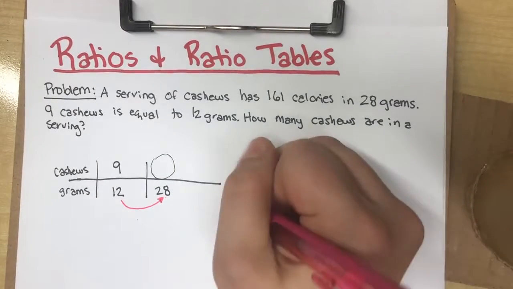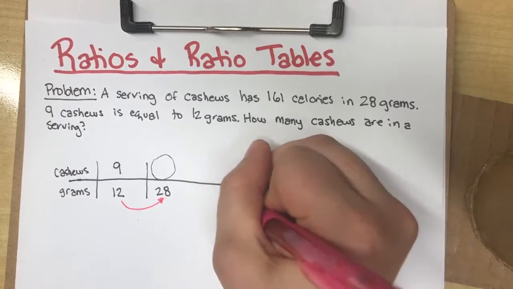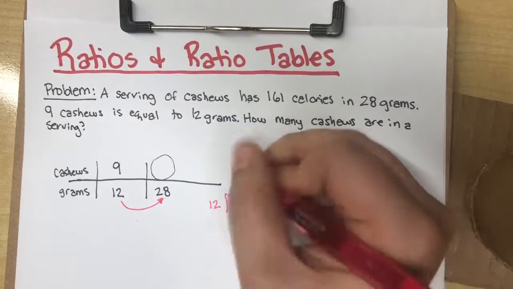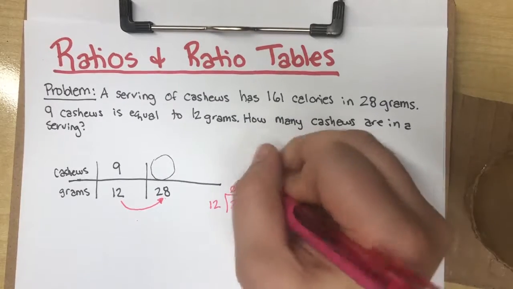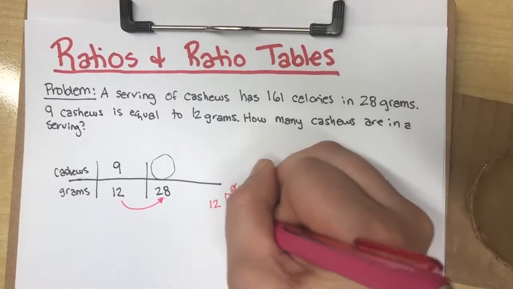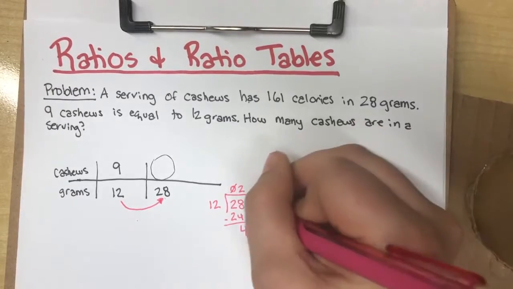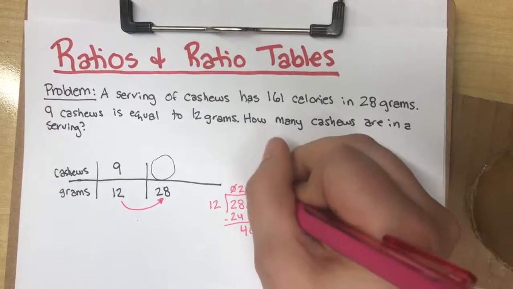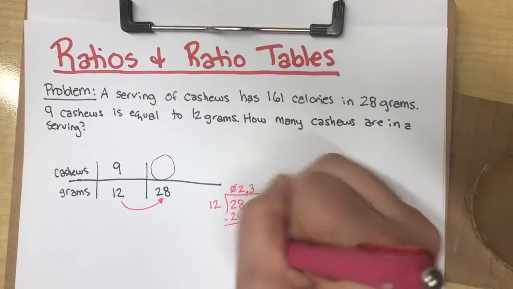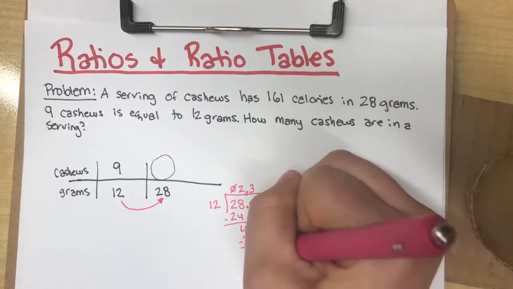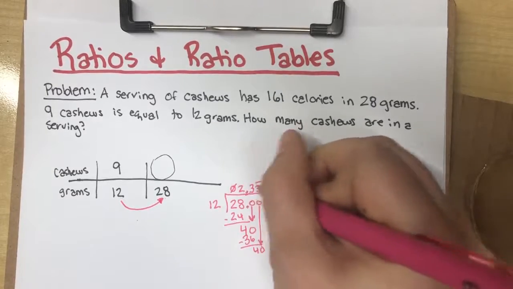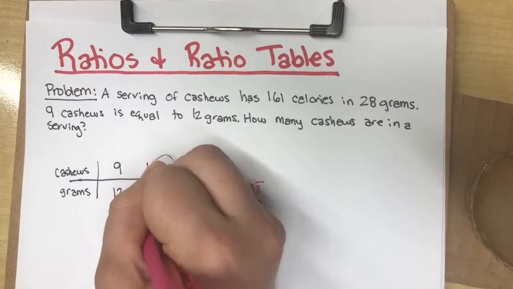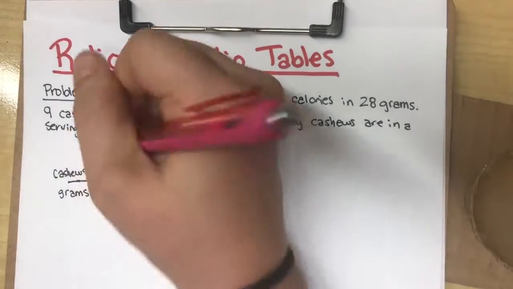Okay, so we can figure that out by dividing 28 by 12. 12 goes into 2 0 times. 12 goes into 28 2 times, which is 24. Put a decimal and a 0, bring that down. 12 goes into 40 3 times, which is 36. 4. So this is going to be 2.33 continued. So we know that 12 times 2.33 is 28.